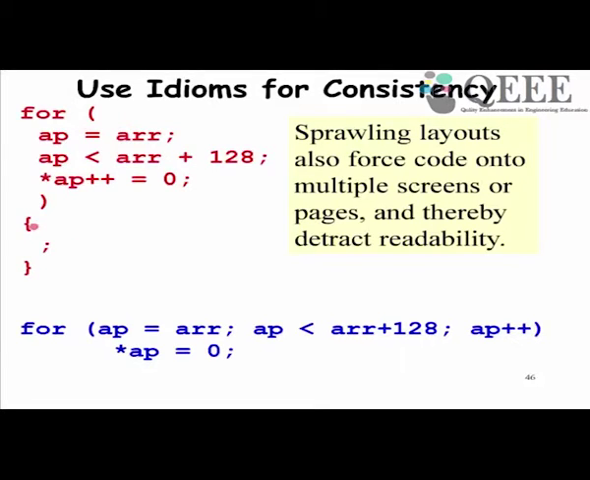Also, when we use an idiom, we must lay out the code as everybody does. That makes it easier for somebody to understand the code. See how the programmer has written the same code here; it makes it hard to understand. Looking at a screen, part of this may appear on one screen and the next part on another screen. Or if you are looking at a printout, one part may appear on one page and the other part on another page, which becomes extremely difficult to understand. But the normal idiom is this one: ap = arr; ap < arr + 128; ap++, *ap = 0. This is the one preferred. We must use idioms wherever possible.